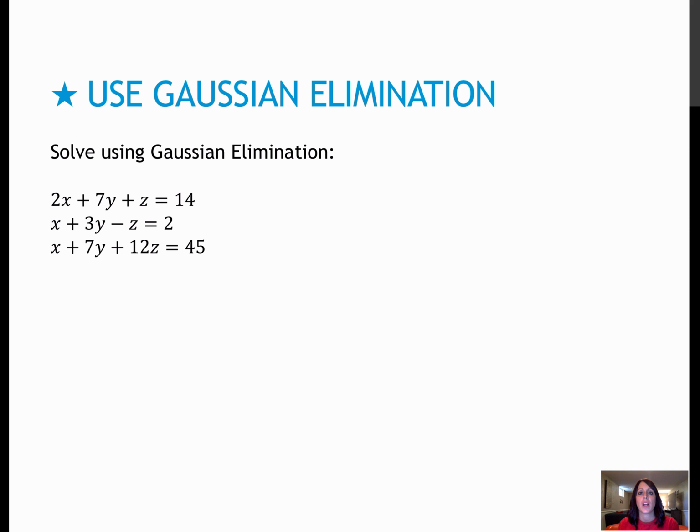Here's one for you to try on your own, so try this question, then press play to check your work. The very first thing that you want to do, of course, is to write this as an augmented matrix. Notice all of my equations are in standard form already. So 2, 7, 1, 14, 1, 3, negative 1, 2, and 1, 7, 12, 45.